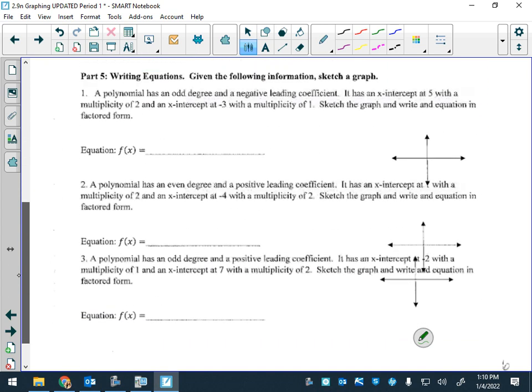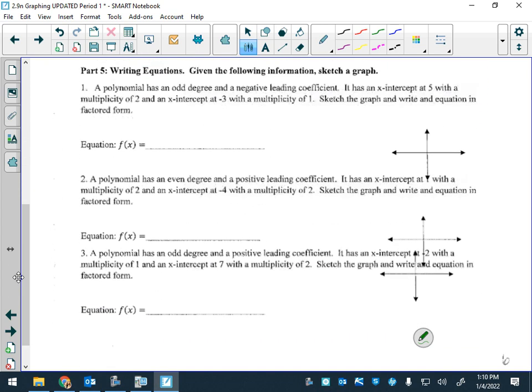In the last section, before we move on to some other graphing stuff, okay? Writing equations. A polynomial has an odd degree and a negative leading coefficient. So odd degree, negative leading coefficient. It has an x-intercept at 5 with a multiplicity of 2, x-intercept at negative 3 with a multiplicity of 1. Sketch and write an equation.